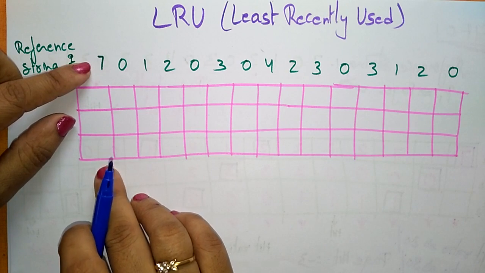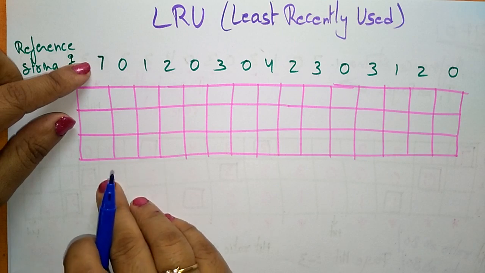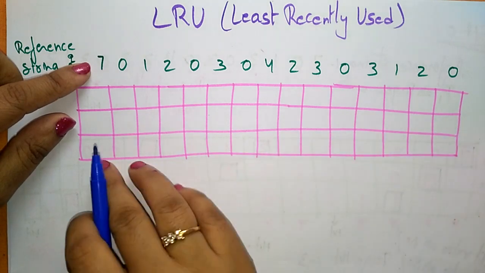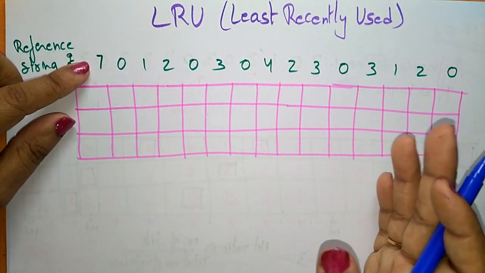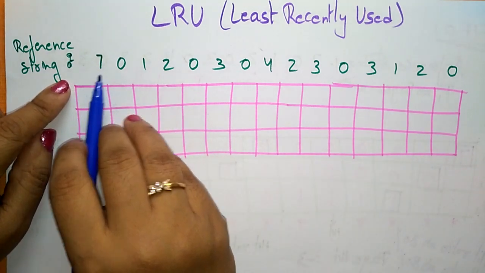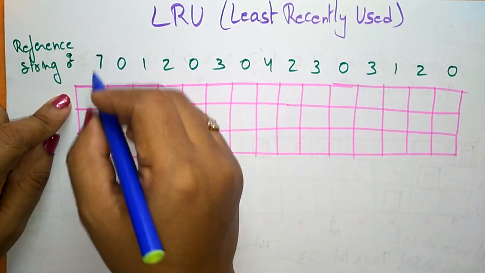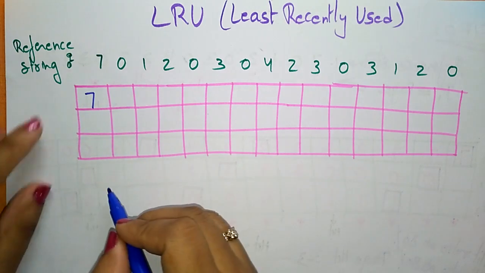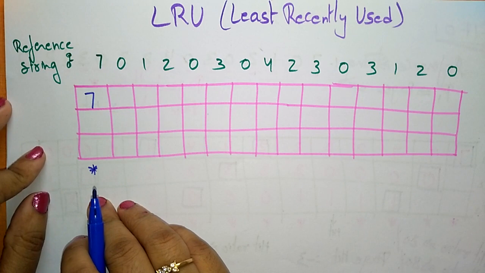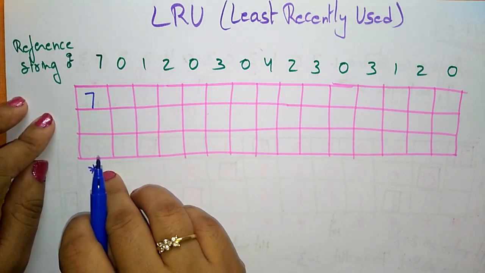Whenever a page fault occurs, the CPU transfers control to the operating system, and the operating system fetches the page from the disk and places it in the main memory. So that is the concept. The first page referenced by the user is 7. 7 is not in the main memory, so we have to bring it from the disk and place it in the main memory. So this is a page fault, because the requested page is not present in the main memory.